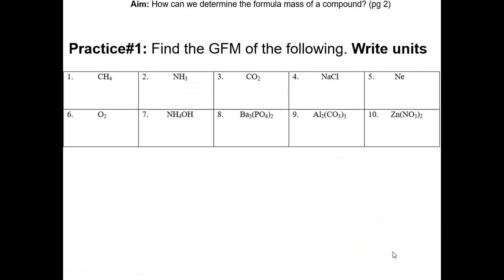Now for the next practice, I want you to solve for the gram formula mass of the following. So remember to write the units. The gram formula mass is calculated the same way as formula mass, except with different units. It has units of grams per mole. Pause the video and resume once completed. Here are the answers.